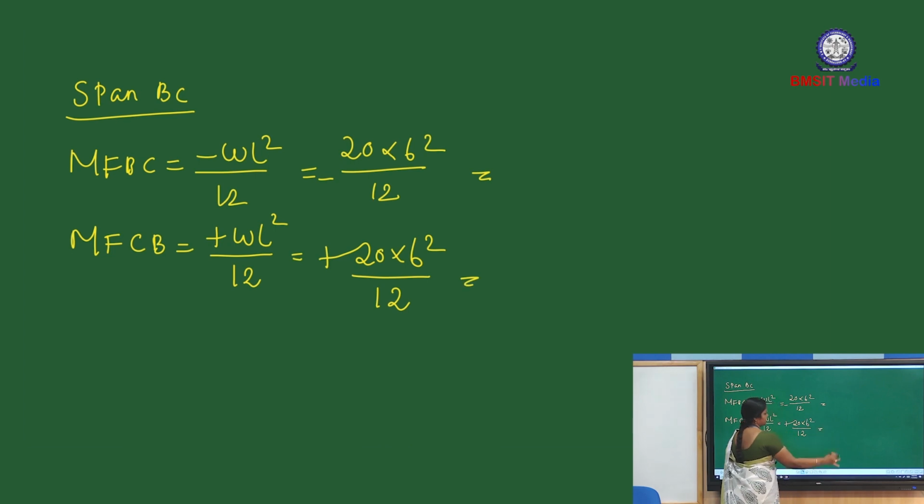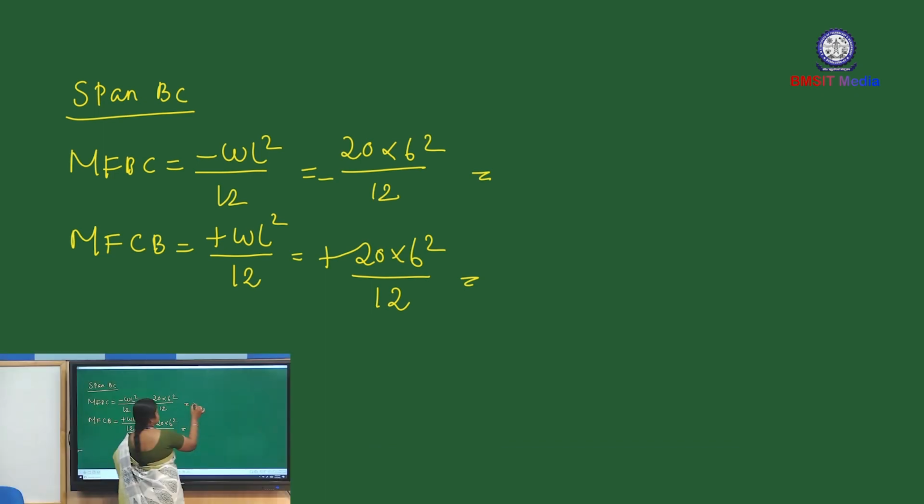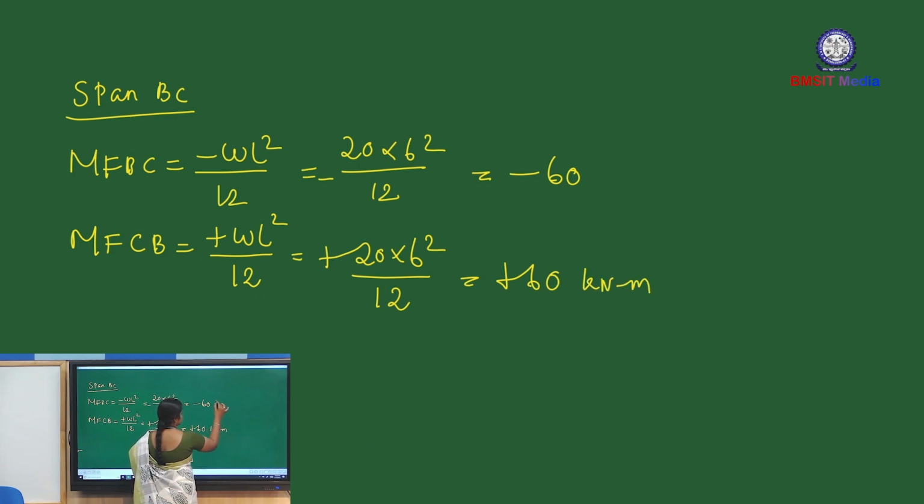So now we have to calculate the final answer. So what is the final answer? Final answer is here minus 60, then plus 60 kilonewton meter. Here also kilonewton meter.